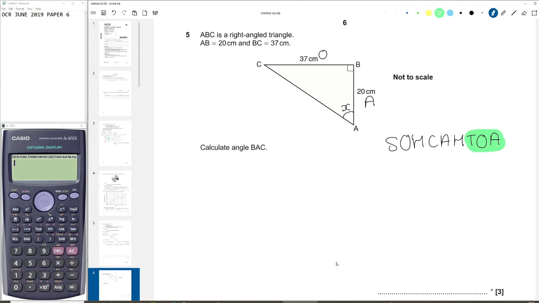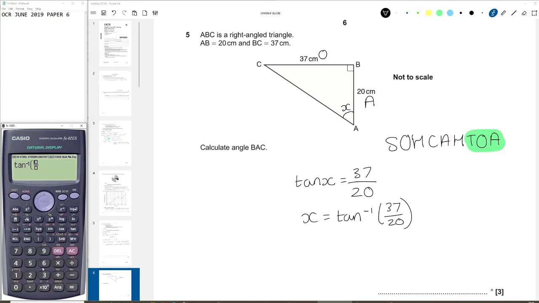So, I know then that tan of x equals opposite over adjacent, which is 37 over 20. Now, to find out what x is, you need to do the inverse of tan. So x equals tan to the minus 1 of 37 over 20. In my calculator, I'll do shift tan to the minus 1 and then put 37 over 20.